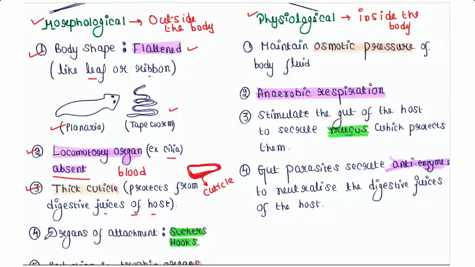Next is they have some organs of attachment like they have suckers, they have hooks. So they have these organs for the adherence purpose. They use suckers, they use hooks just to adhere in the host body.